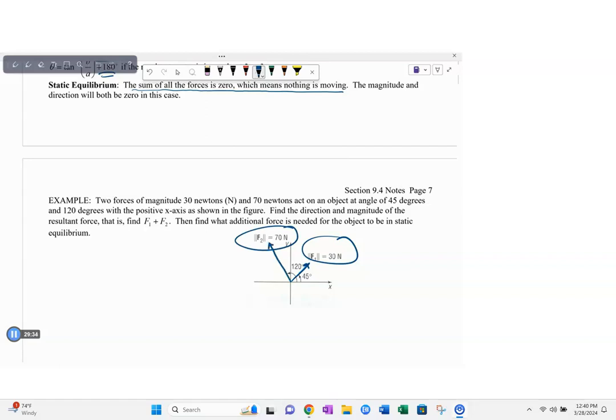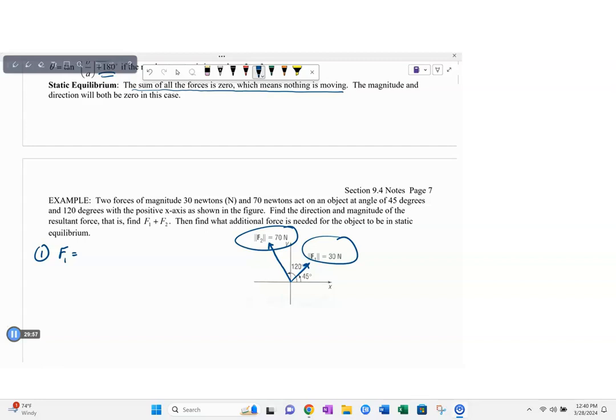The first one has a 45-degree angle. You can see the second one's got a 120-degree angle. Find the direction and magnitude of the resultant force. Well, number one, we need to break this up into components. So for the first one, remember, it was magnitude.